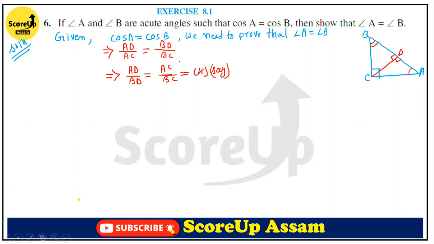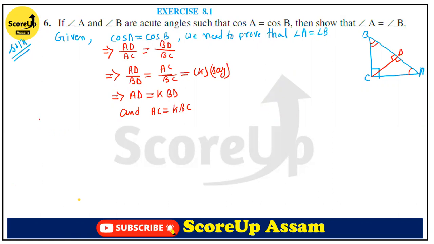Now AD is equal to what can we say? AD is equal to K BD, and AC is equal to K BC. If you don't understand this step, tell me. If there is any problem, we can solve this problem in a different way. So AD is equal to K BD and AC is equal to K BC.